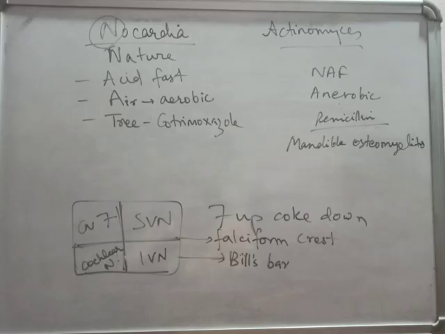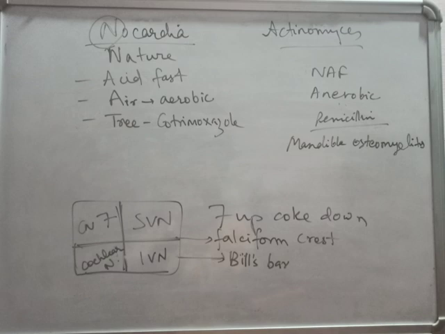Next we will learn about Nocardia versus Actinomyces. From Nocardia, from N you remember nature. Think of nature. Nature has air, so it is aerobic. Nature has sometimes acid rain, so it is acid fast. Nature has trees, so the drug of choice is cotrimoxazole. So the opposite will be Actinomyces. Actinomyces is non-acid fast, it is anaerobic, and the drug of choice is penicillin. And another small point, Actinomyces often presents as osteomyelitis of the jawbone or mandible.